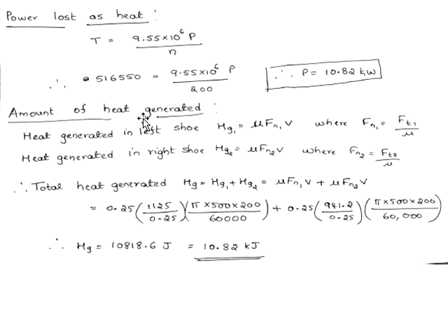Then amount of heat generated. In left shoe it is given by mu into Fn1 into V. Right shoe mu into Fn2 into V, where Fn1 is equal to Ft1 by mu and Fn2 is equal to Ft2 by mu. Ft1 and Ft2 are known, therefore all the values are known here. Velocity is given by pi d n by 60,000. Diameter and n values are known. Calculate what is total amount of heat generated.